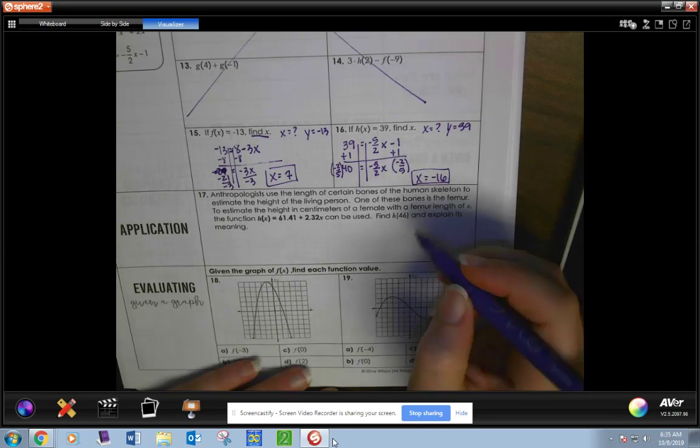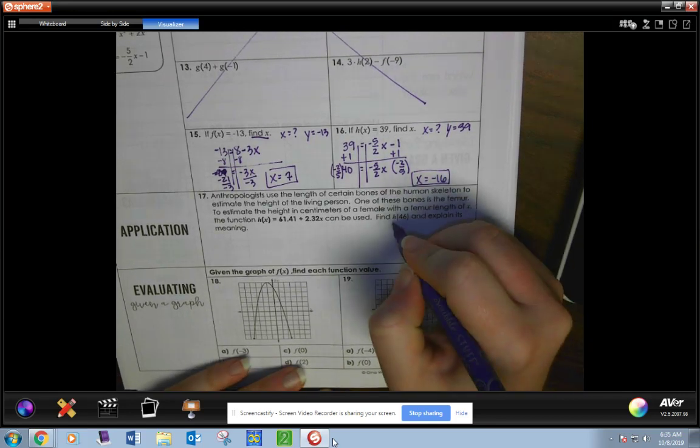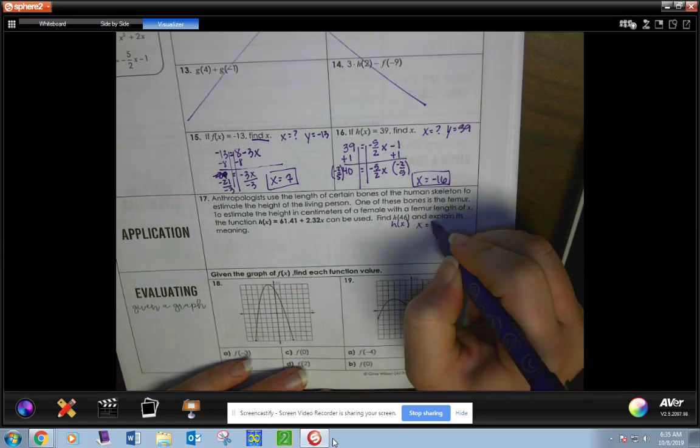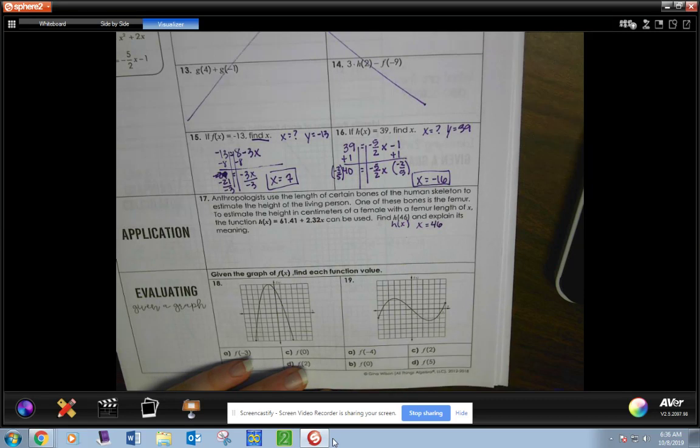To estimate the height in centimeters of a female with a femur length of x, the function h of x equals 61.41 plus 2.32x can be used. Find h of 46 and explain its meaning. Now remember, this was originally h of x, so they replaced x with 46 because it's in parentheses, so this is a problem like yesterday now.